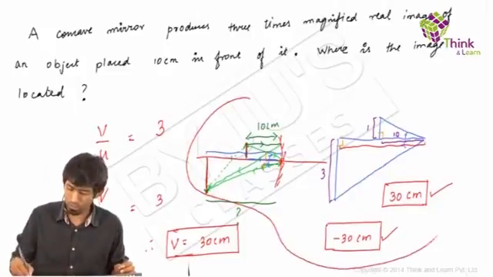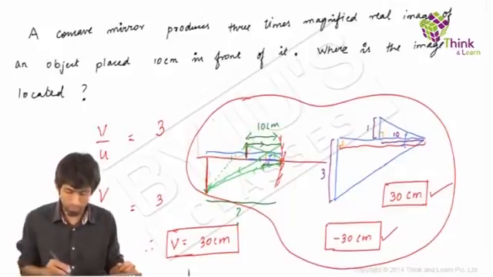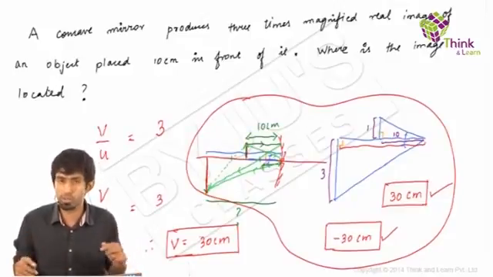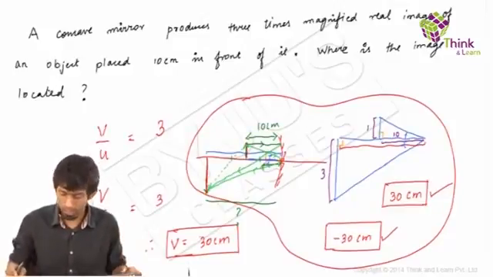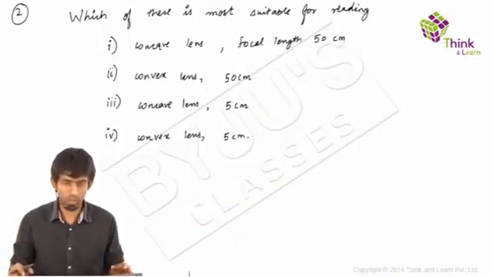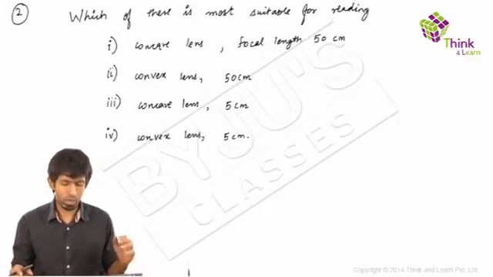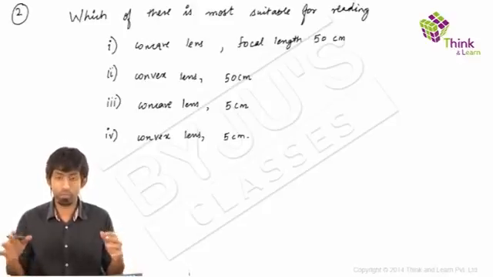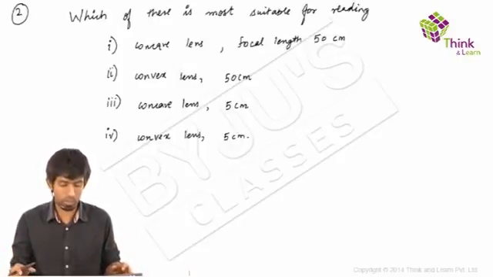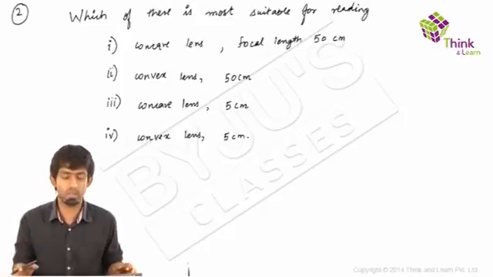This was our way of just going back into some of our concepts with this question as an excuse, right? So the minus 30 is going to come because you know it's a real image, therefore it's going to form on this side. So we're done with this question. Now let's look at this question here, which says, which of these is most suitable for reading? A concave lens of focal length 50 centimeters, a convex lens of focal length 50 centimeters, a concave lens of focal length 5 centimeters, and a convex lens of focal length 5 centimeters.